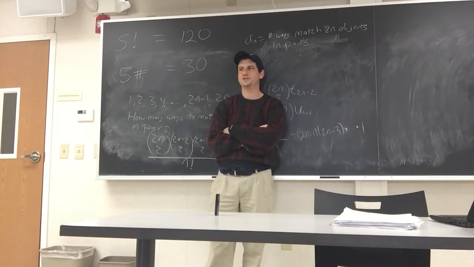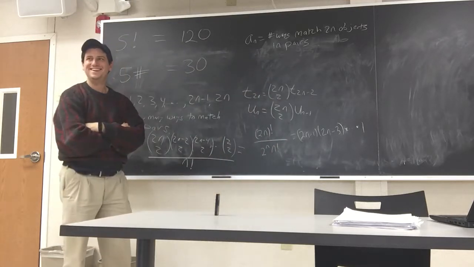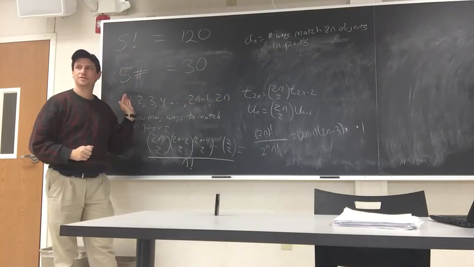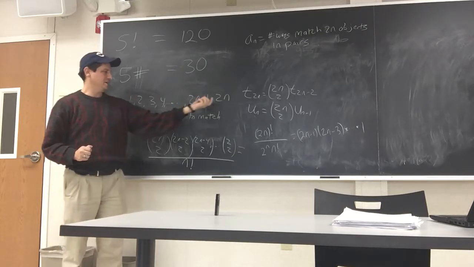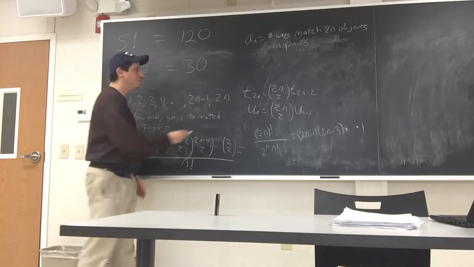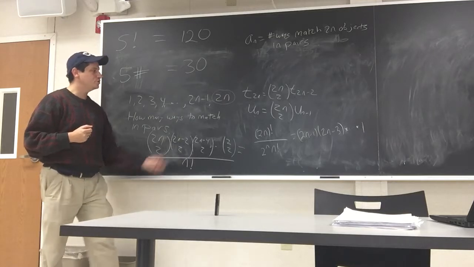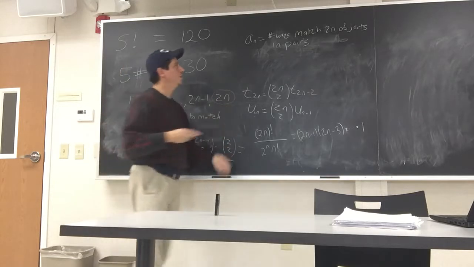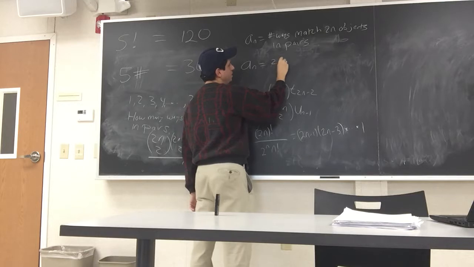There's two natural choices. n? Not n. So when you look at this list, two numbers are special. 2n minus 1? Nope, but you're close. 2n. It's the end. This number must be matched with somebody. How many ways are there to choose who you match 2n with? 2n minus 1. So a_n is going to be 2n minus 1.